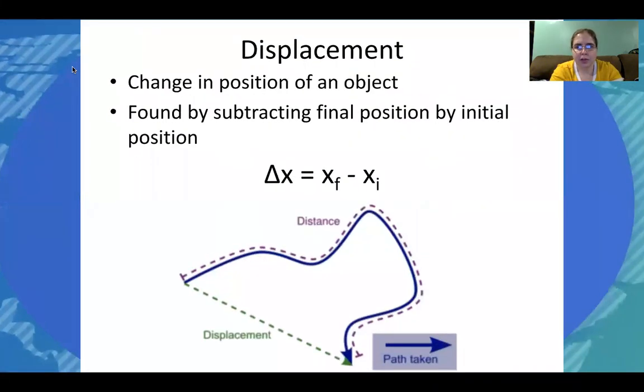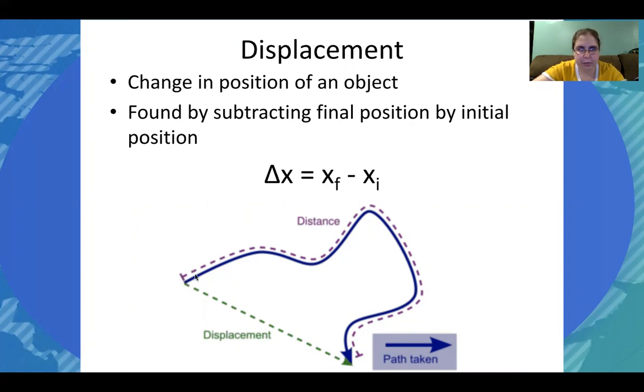Now we do have to talk about things called distance and displacement. So displacement is the change in the position of an object. So it's found by subtracting the final position by the initial. Now, distance is the actual full path you take. So if we look at this picture, you start here, this is your xi, your initial position, and you end here, xf, your final position.